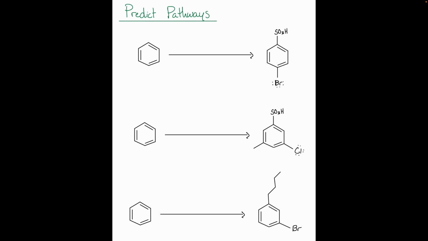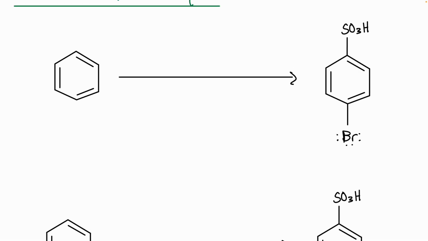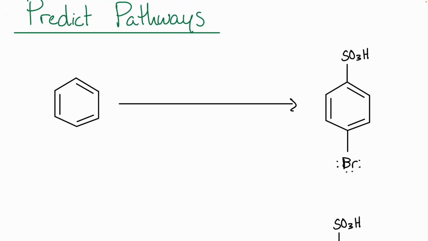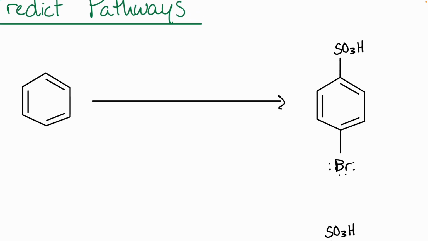All right, so when I look at this product here, I want to try to think of the reactions that I can do that would put that particular substituent on that ring. So a sulfonic acid group, how do we do that? That's using our fuming H2SO4.